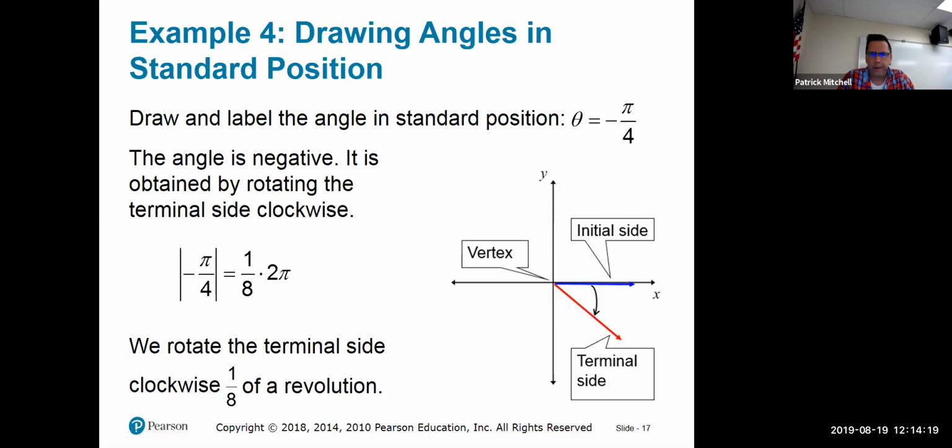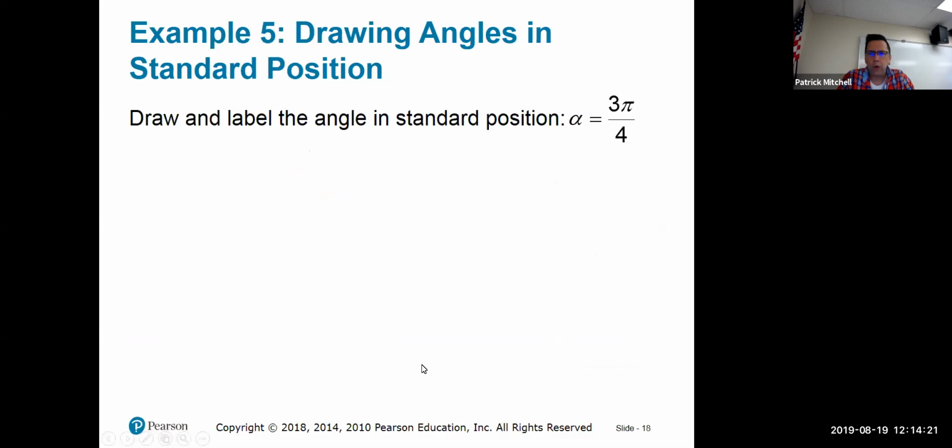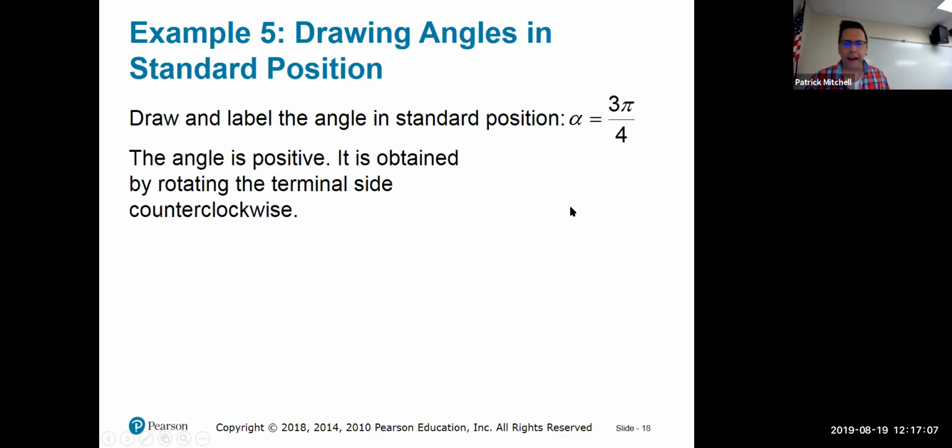Go to the next one. Now they want me to do 3 pi over 4. If you're watching the video, why don't you pause the video and try this one. Okay, so let's look at alpha equals 3 pi over 4 radians. This is a positive angle, which means we're going to go counterclockwise.